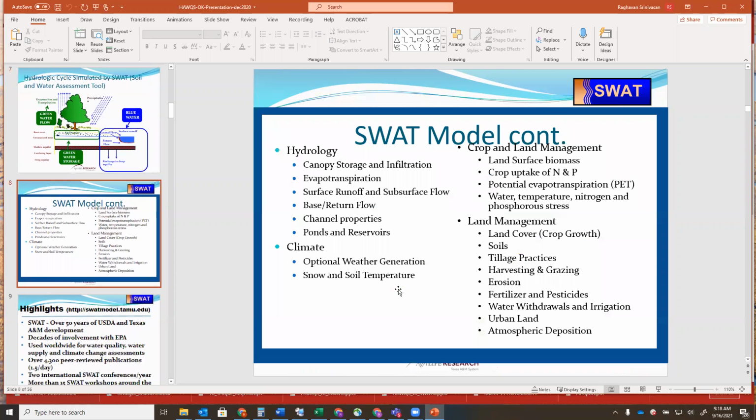Okay, I don't want to go through this in more detail, but SWAT is very comprehensive in terms of hydrology, using the climate inputs, and it has detailed land and crop management, as well as the land management by itself, actually.